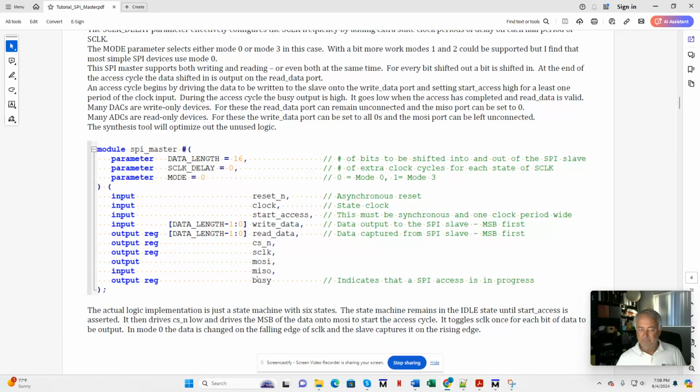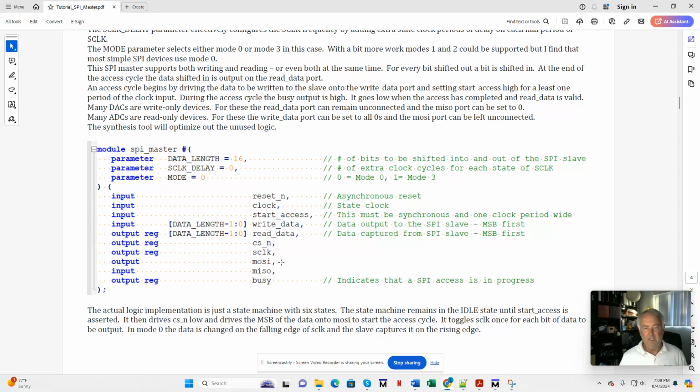Most DACs, and then we're talking simple SPI devices, most DACs are write-only devices, so we don't read. Likewise, most ADCs are read-only devices, so we don't write. In the case of a DAC or a write-only device, we don't need the MISO input. We can just tie that high, and we can leave the read data output unconnected. In the case of an ADC, which is a read-only device, we can just set write data to all zeros, and we can leave MOSI unconnected, and so forth.